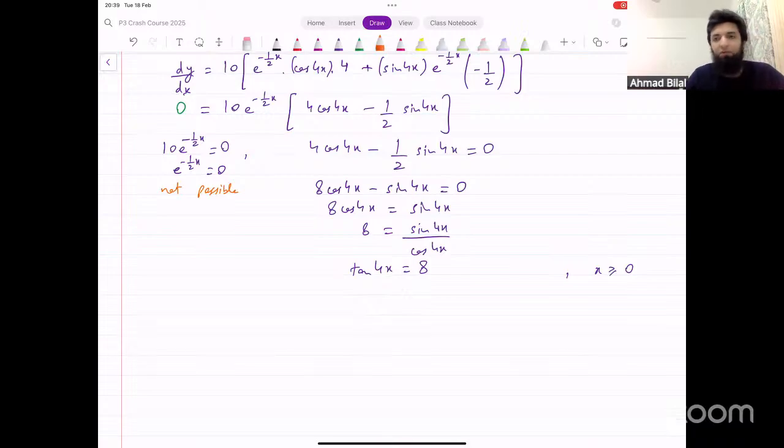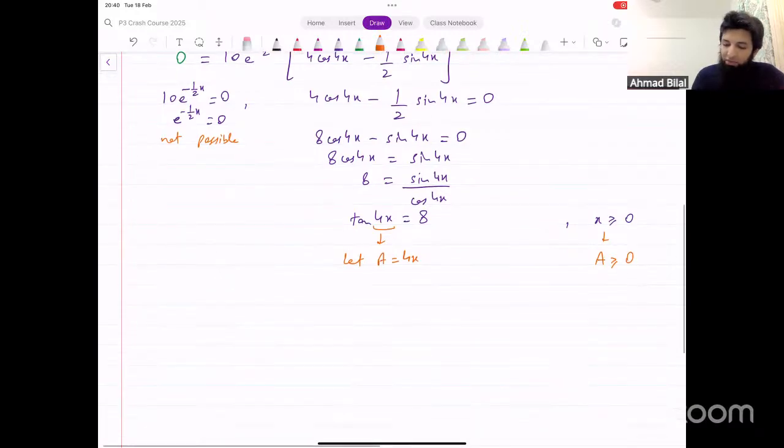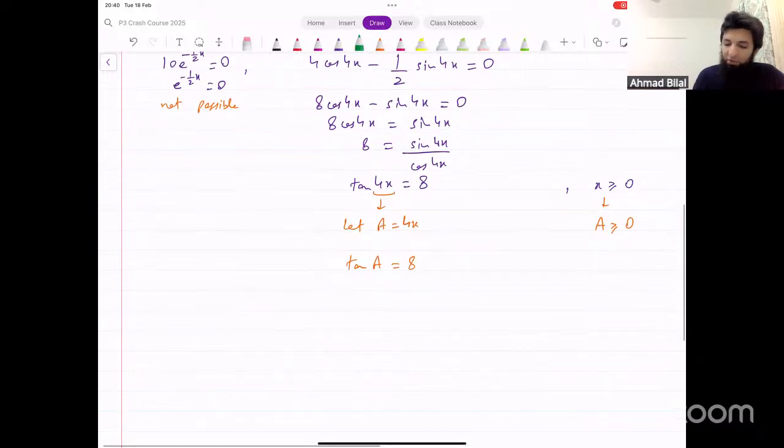So what do we do generally for such problems when the angle is not just x or theta? We used to use a substitution, right? Let's do that. You say let a equals 4 times x. Now if a is equal to 4 times x, what's the interval for a going to be? You input 0 in place of x. 4 times 0 is still 0. So a is also going to be greater than or equal to 0. And now we solve this equation, tan of a equal to 8. How do we solve this? We find the basic angle, tan alpha equals 8.